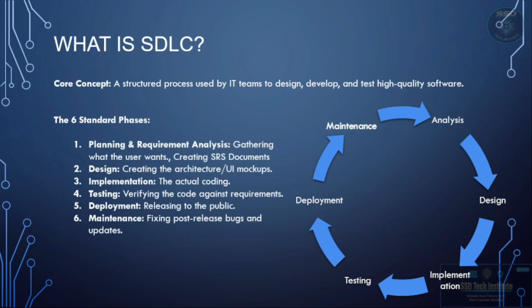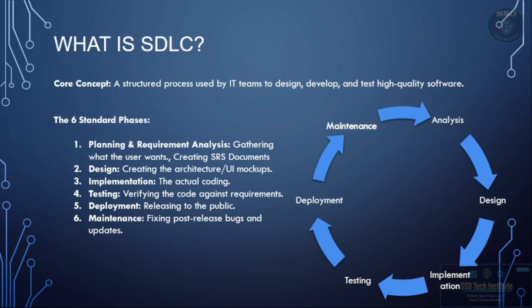First phase is the planning and requirement analysis. This is where we get what the user wants. We create the SRS documents. If the client wants a food delivery app, we ask what do you want, a search bar? Do you want GPS tracking? We write it all down. The second phase is the design phase. Here the architect draws the internal bones of the application and the designer creates UI mockups. This is the look and feel stage.